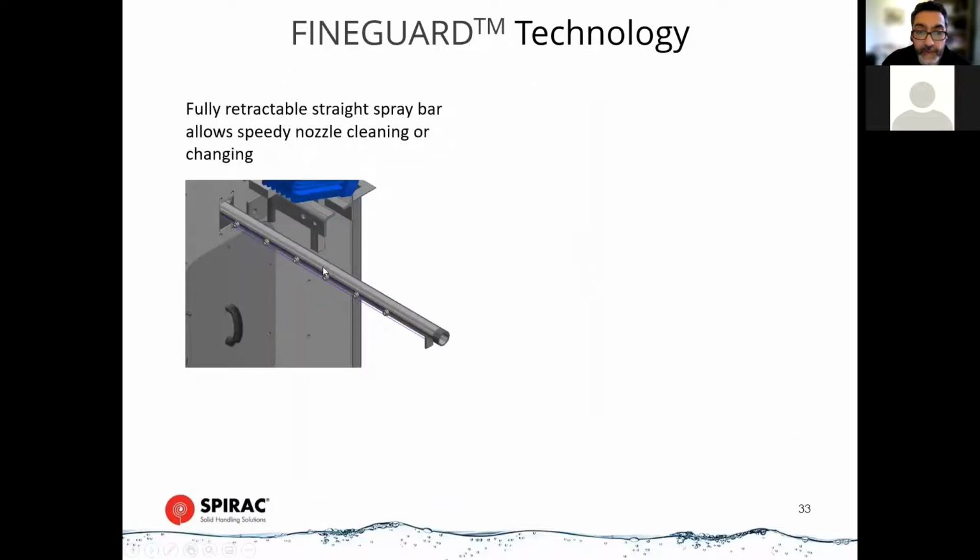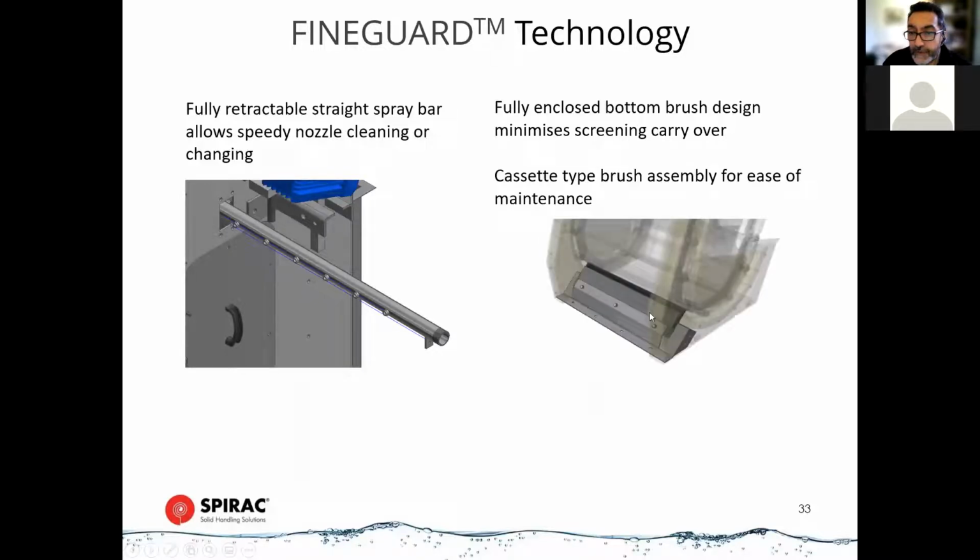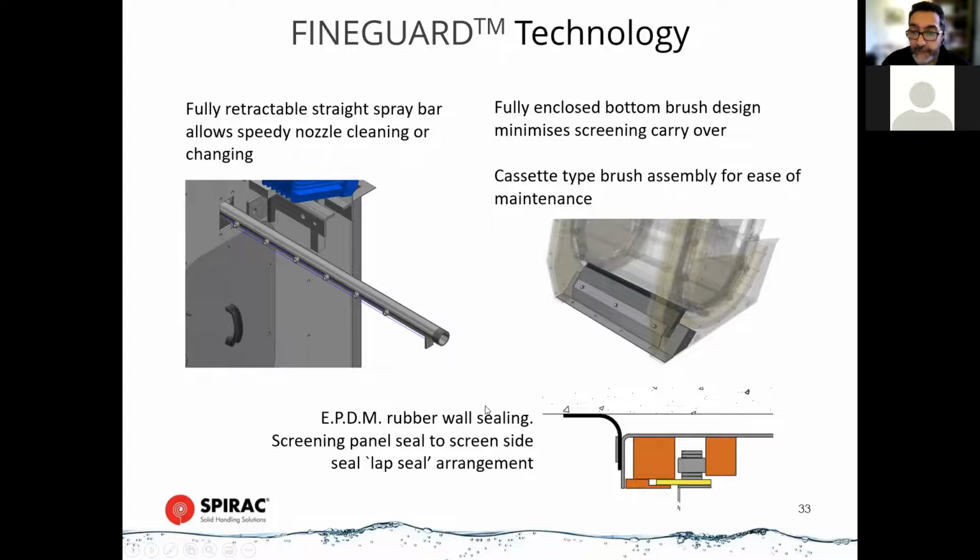The spray bar is removable, so you can easily change or unblock the nozzles. We've got this cassette type arrangement here at the bottom of the screen to prevent debris from being carried underneath, and that's easily replaced. It does require access into the channel to remove and replace it, but that can be planned maintenance because it's not something that wears very often and can be readily done once you've isolated the inlet and outlet penstocks.